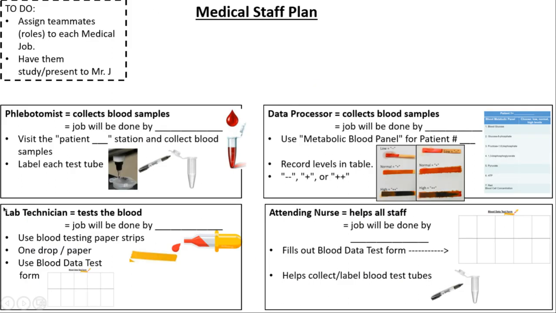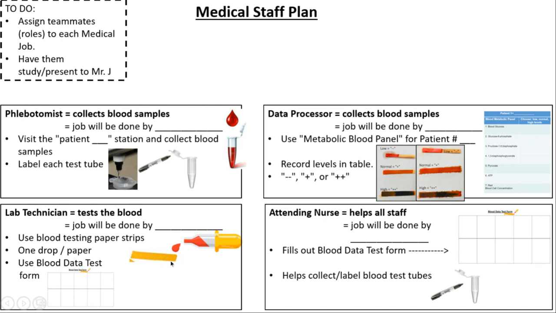The next job is lab technician. The lab technician is the person who will actually take the blood out of the test tube and drop it onto the test paper. So they use the blood testing paper strips, like you see here. They look kind of goldish, and they'll drop one single drop on the paper, and then they will wait to identify the color.